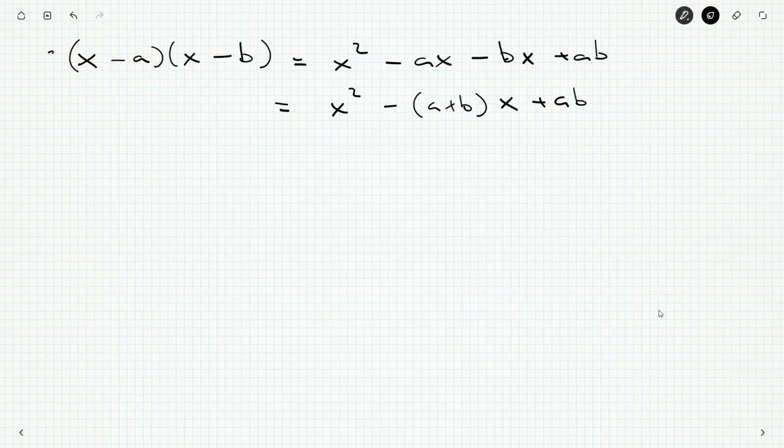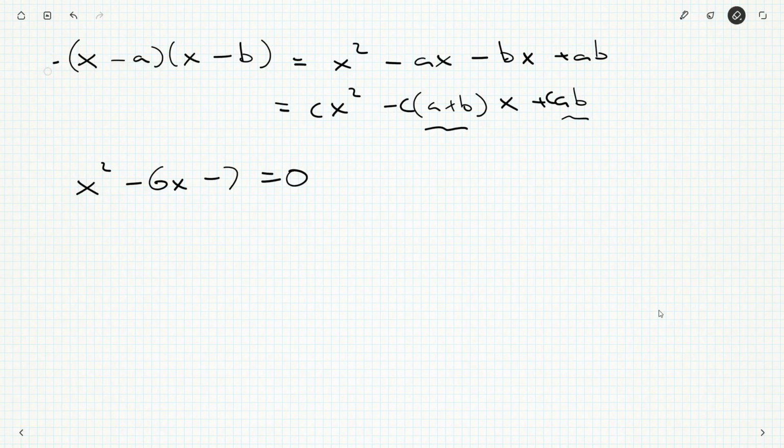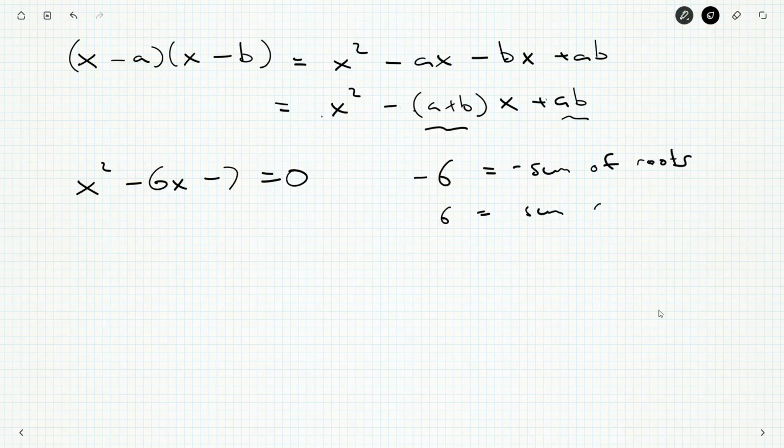Now, of course, this formula does change a little bit if you have a constant out in front, but not by a whole lot. You can still see the a plus b and the ab. But for our particular question, just for clarity's sake, I'm going to get rid of these c's, because we don't actually care about that right now. So we can see -6 equals negative the sum of the roots. So 6 equals the sum of the roots.